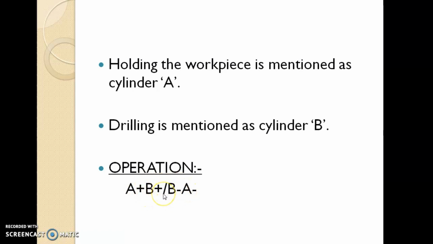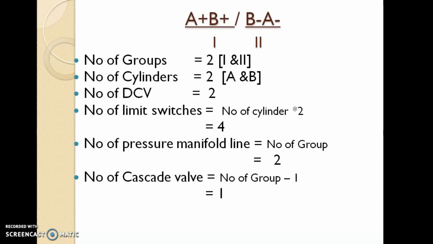So for this we make two groups. A plus B plus is one group and B minus A minus is another group. There is only one rule: in a certain group, the same letters cannot be repeated. So A, B is one group. So totally two groups, and the number of cylinders is 2, A and B.